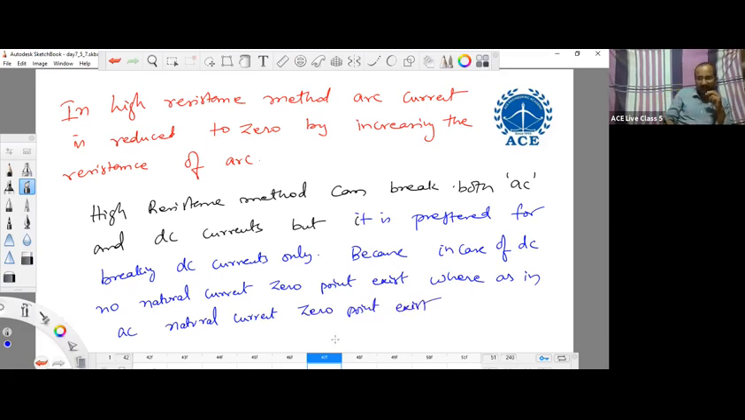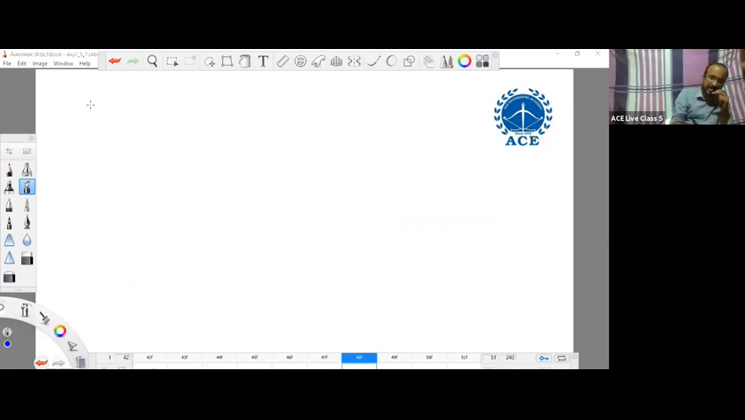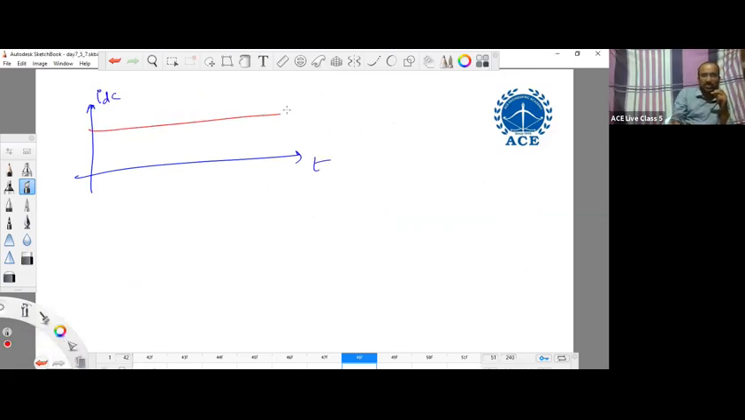So in case of DC, will there be any natural current zero point? No. In case of DC, there is no natural current zero point existing. But in AC, natural current zero point exists. So in case of DC current, if you observe the variation with respect to time, there is no current zero point. Naturally, current zero will not exist.